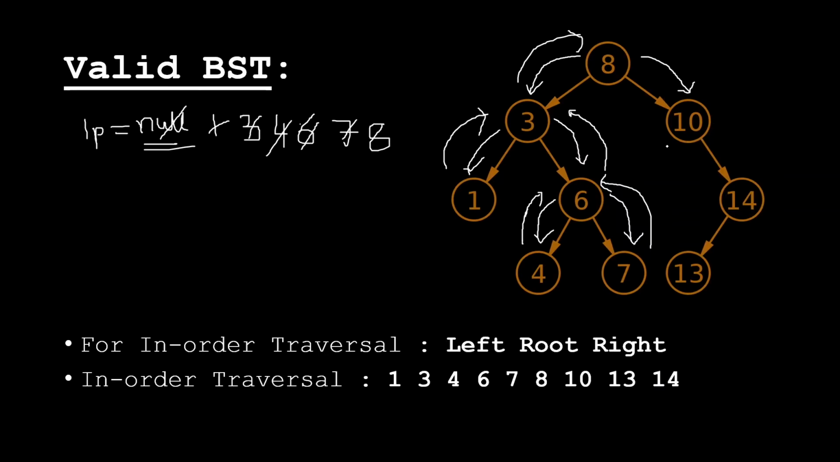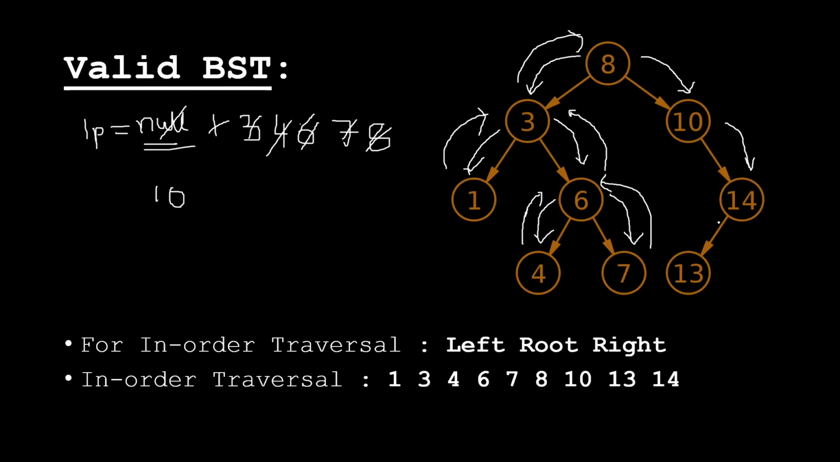So 10 doesn't have any left subtree, right? Then now we need to verify whether 10 is greater than, or 8 is less than 10. Definitely 8 is less than 10. Then we can change it to 10 and we can move on to its right subtree.